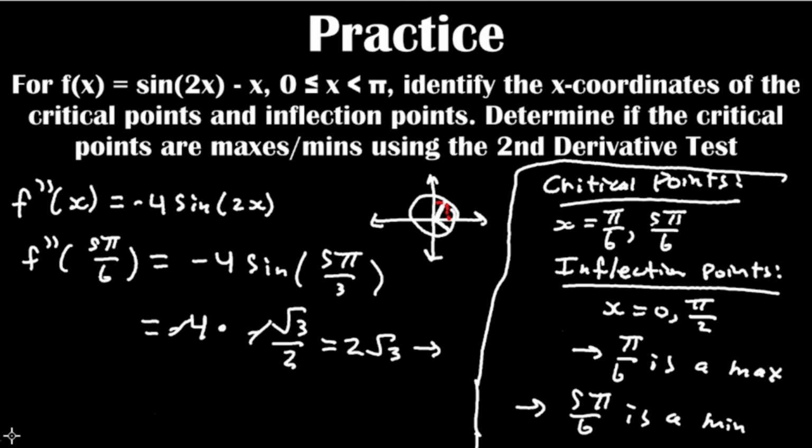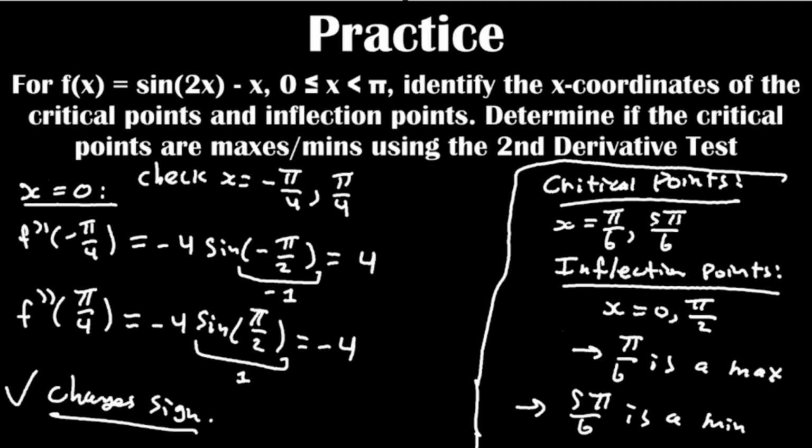Alright, so this is me checking at x equals 0, that it switches signs. As you can see, if I test an x value that's less than 0, so like negative pi over 4, I get that the second derivative is positive. If I test an x value that's greater than 0 for the second derivative, I get the second derivative is negative, meaning that it switches signs at x equals 0. So that means that this does have to be an inflection point.